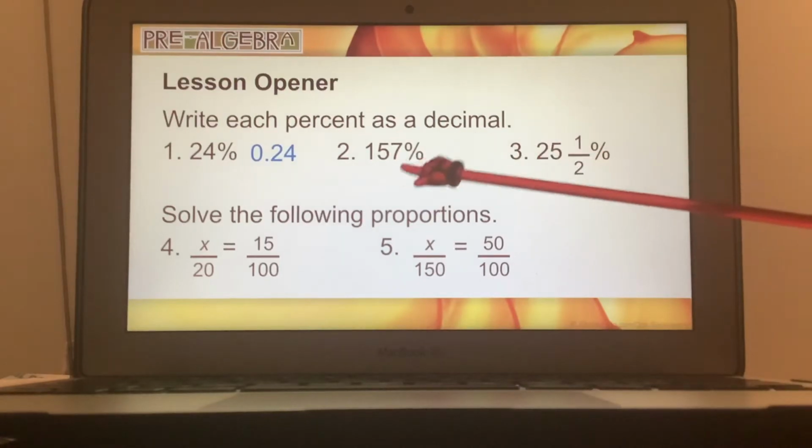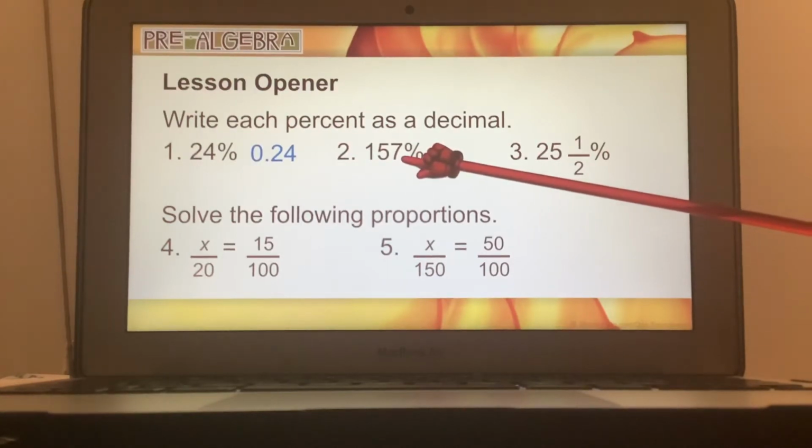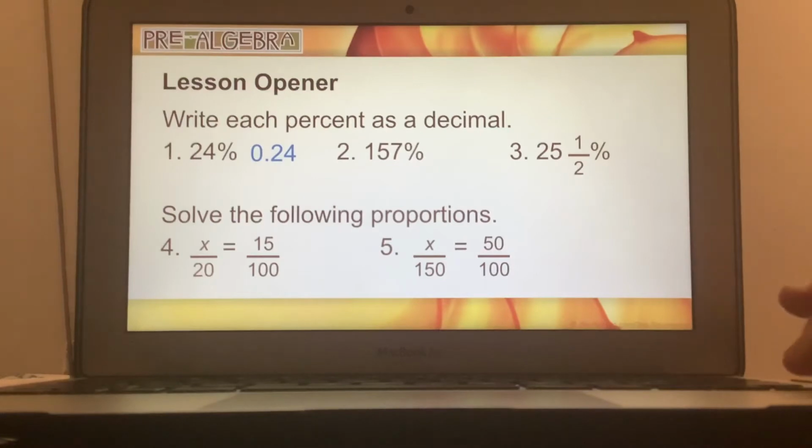Number 2 here, I have 157%. I'm going to take the decimal that would be right here after the 7. I'm going to move it over to the left 2 places, 1, 2, and then my answer is 1.57.